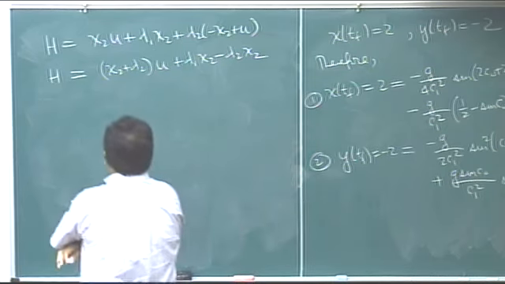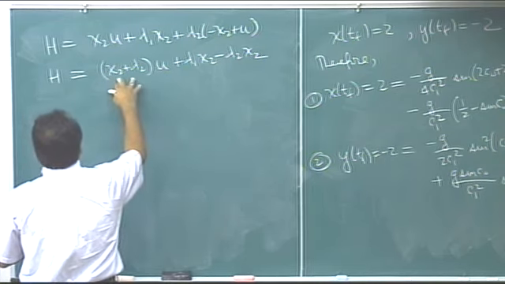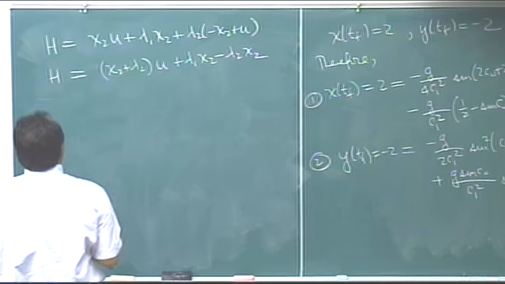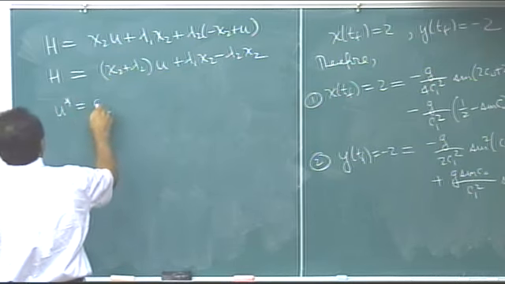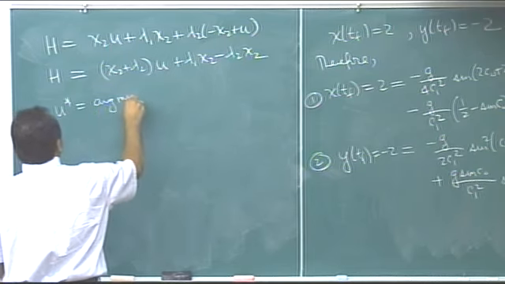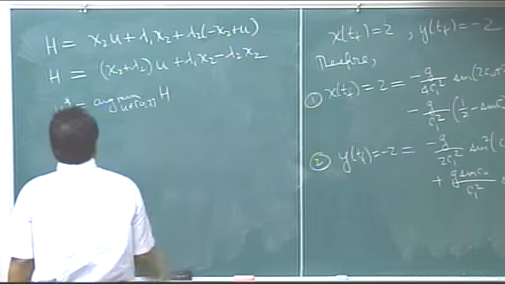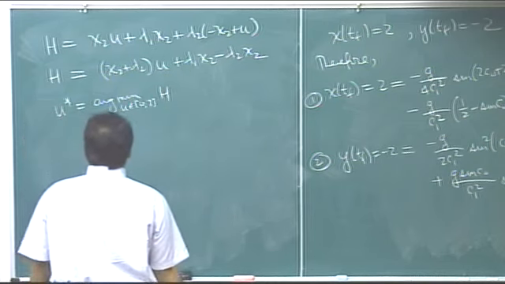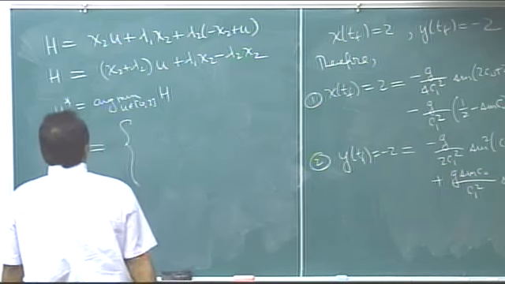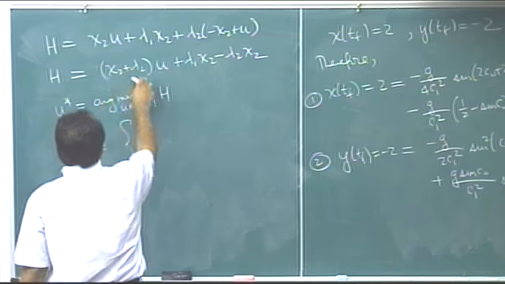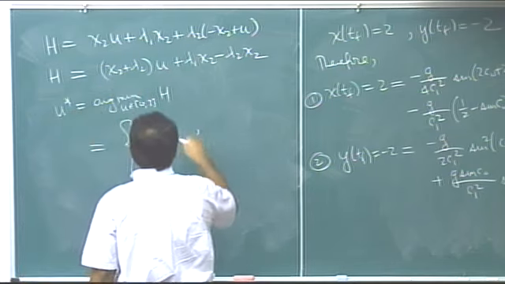So the optimal control is going to be determined from the sign of x2 plus lambda 2, if x2 plus lambda 2 is not equal to 0. So we know that u star is equal to the argument of the minimum over u, in this case in the interval 0 to 2, of h, right? So the optimal control in this case is going to turn out to be the following. If x2 plus lambda 2 is positive, then u is going to equal 0, because that's going to minimize the Hamiltonian.